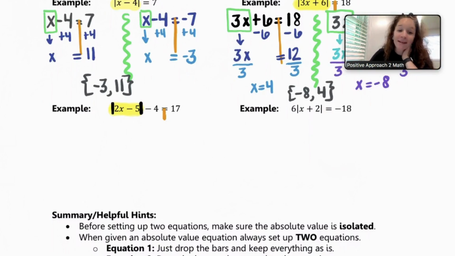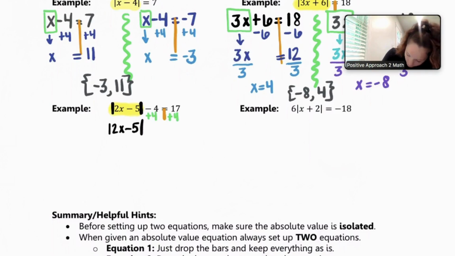So I am not ready to set up my two equations yet. I have to get my house or my absolute value by itself. So I have to do a little bit of work here. I'm going to go ahead and add 4. I need to move that minus 4 over, so I do the opposite operation. And so I'm going to do that on both sides. That's going to leave me, let's see if I can write teeny tiny, 17 plus 4 will leave me with 21. Now when I look at that, there's nothing in the front and there's nothing in the back. So the absolute value is now isolated.